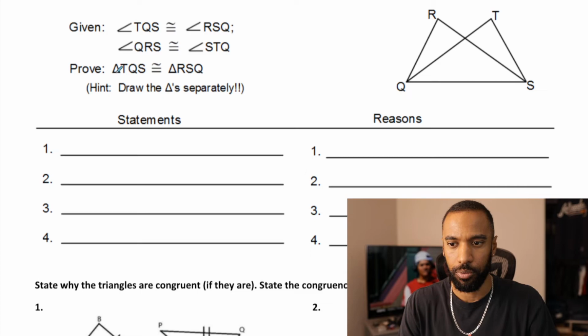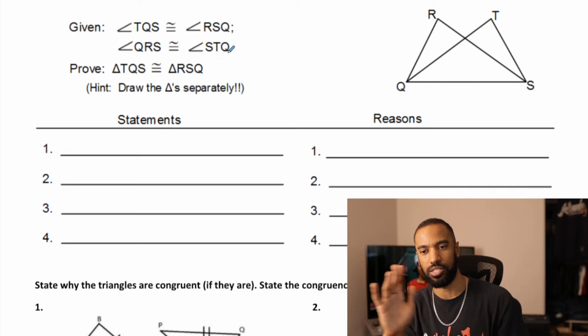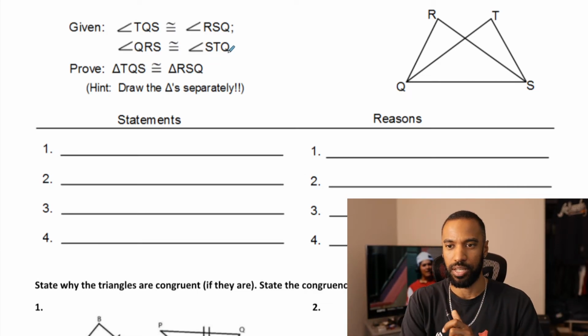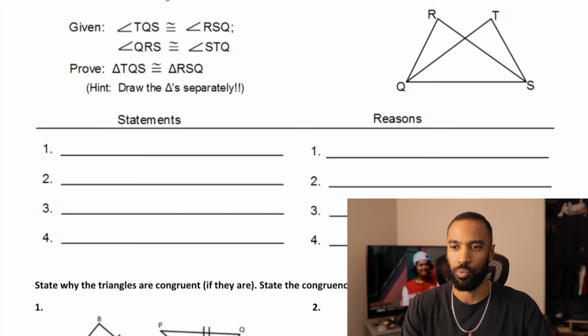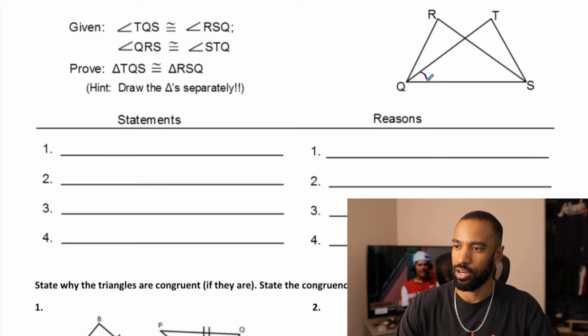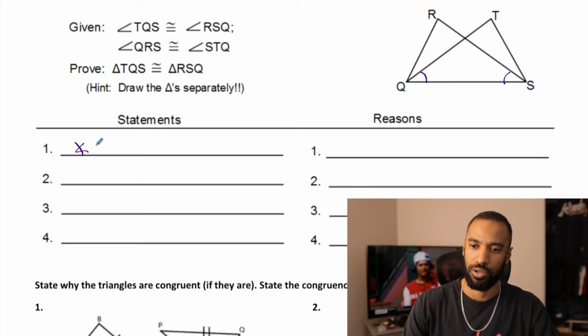Here we're going to prove triangles are just congruent. No CPCTC needed. Apparently only 4 steps needed. They are asking to draw the triangle separately. I can probably mention why in a moment, but let's work the givens. We got angle TQS congruent to angle RSQ, that is given.